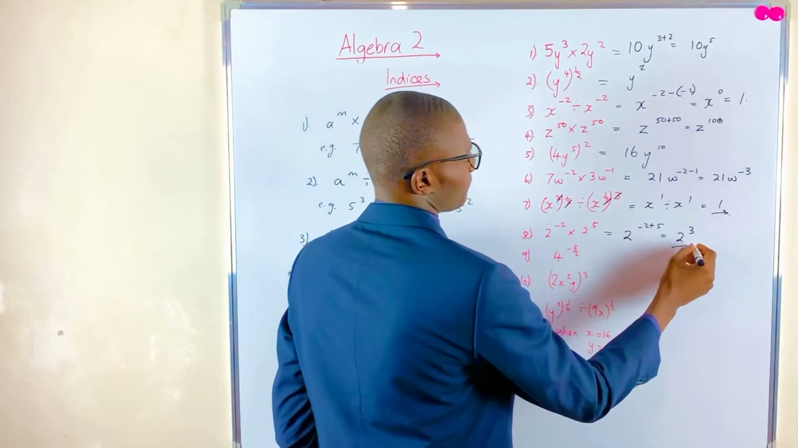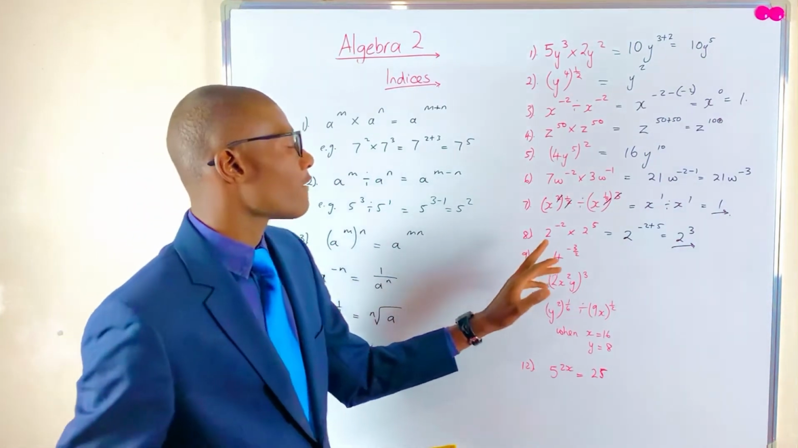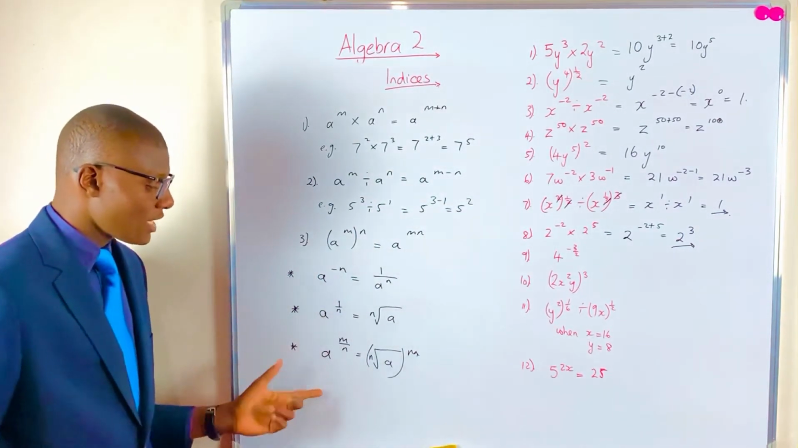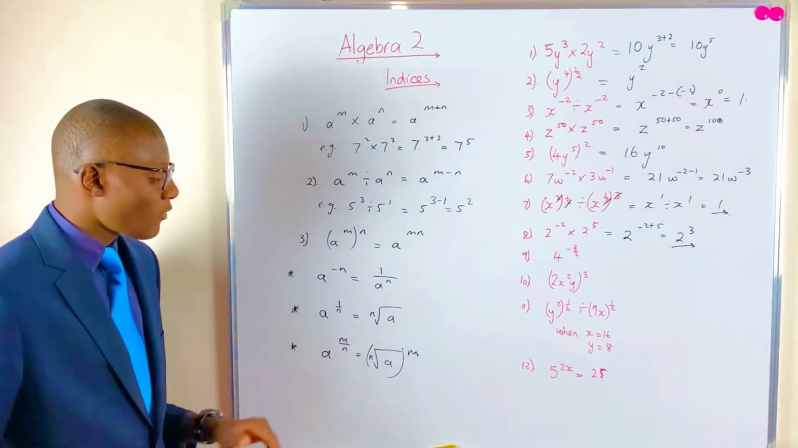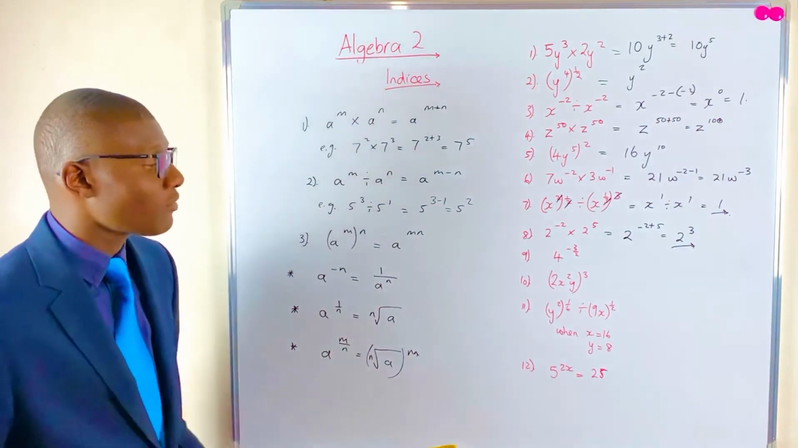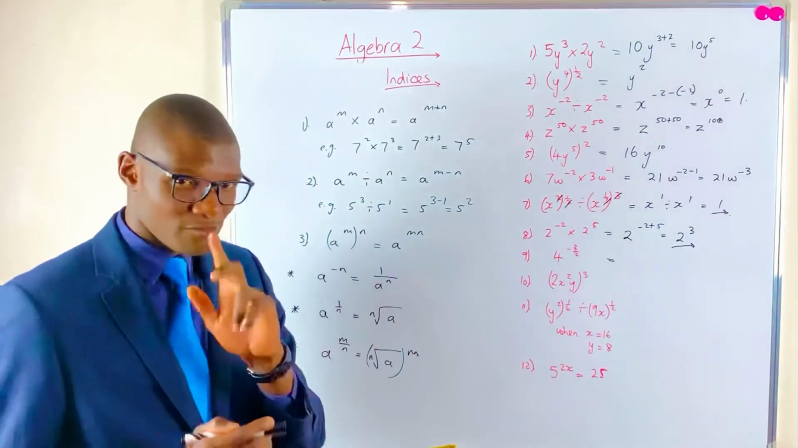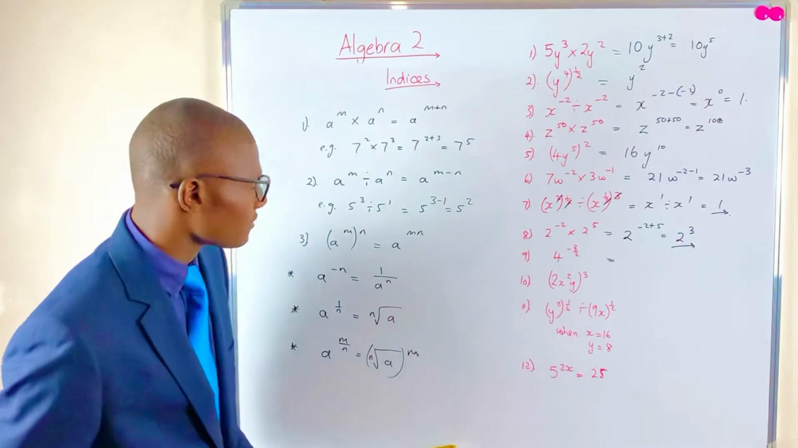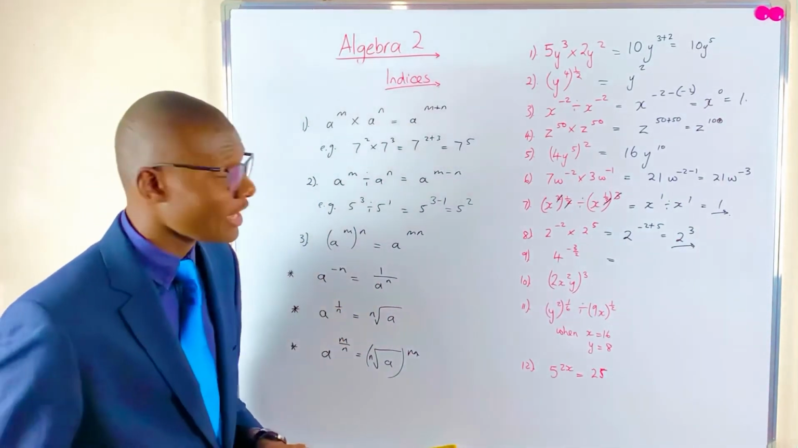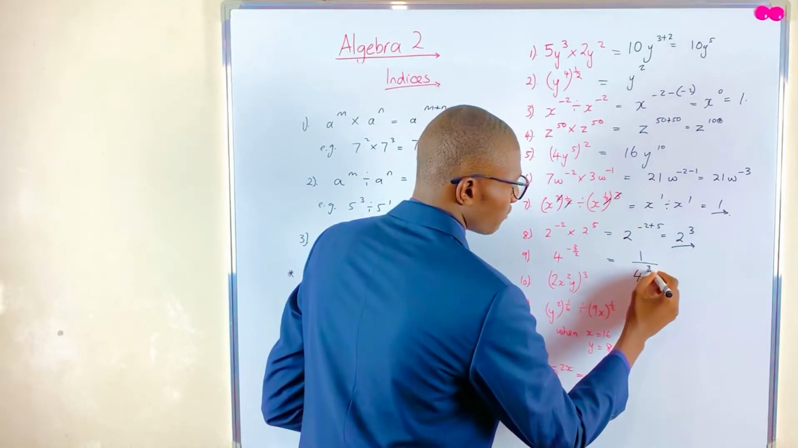And then now in number 9, we're saying 4 to the power of minus 3 over 2. So if it's a to the power of m over n, we're saying the nth root of a raised to the power of m. But now first of all, we have to be careful. Why? Because there's a negative. And then a to the power of minus n would be 1 over a to the power of n. So this is the same as 1 over 4 to the power of 3 over 2.